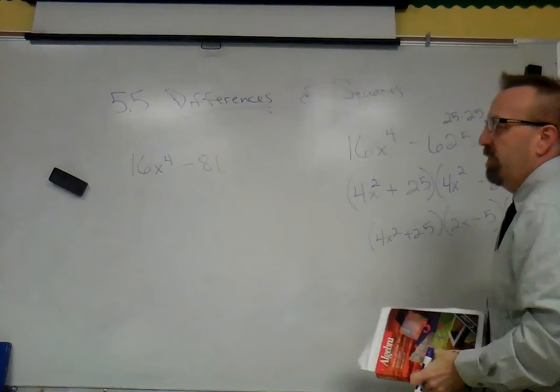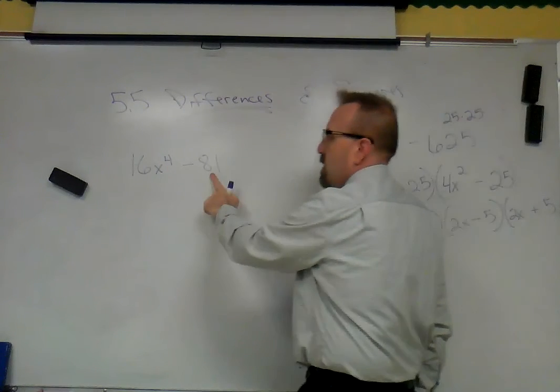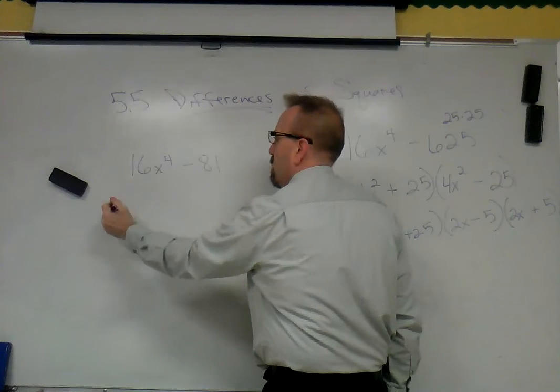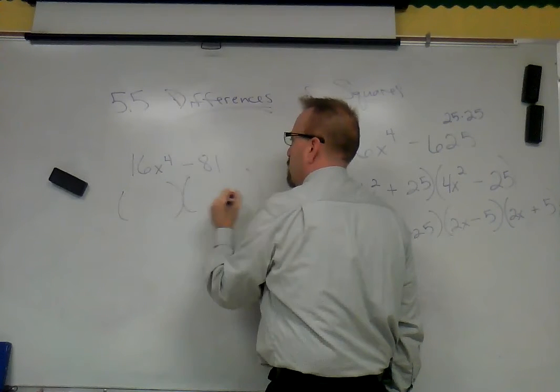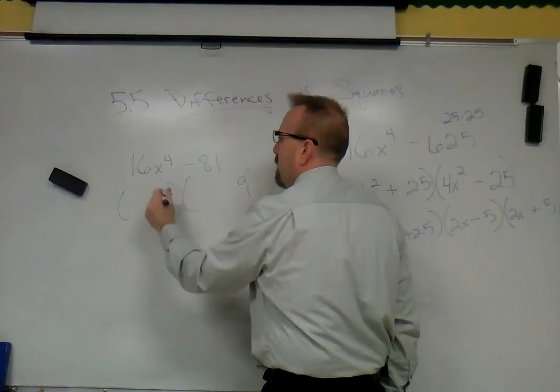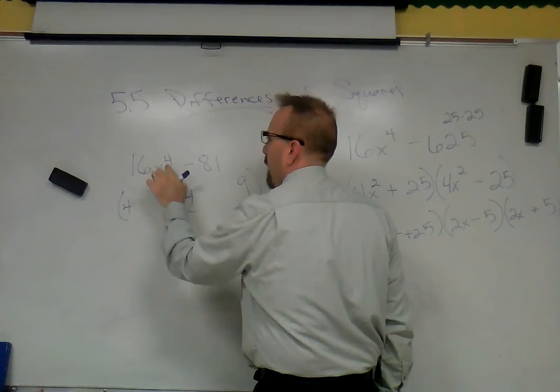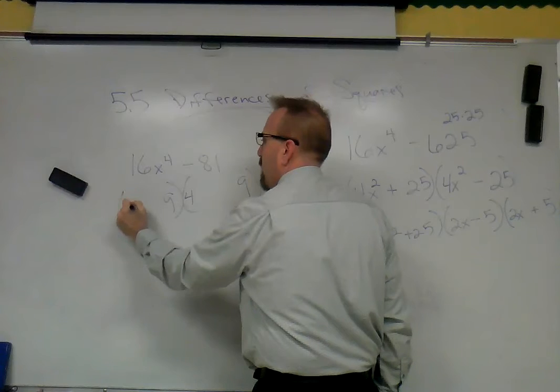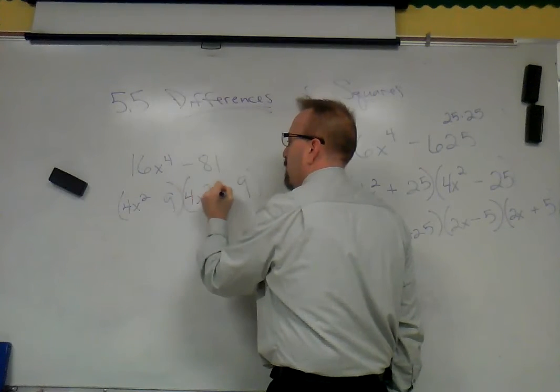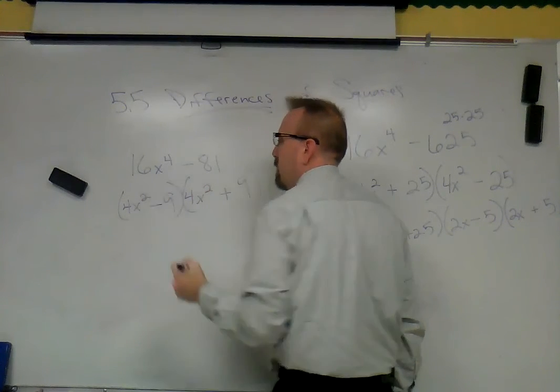Okay, so we have a difference. Is this a square? Is this a square? So square root of 81 is 9 and 9. Square root of 16 is 4. 4x to the 4th, we said we cut in half. X squared. One of them's plus, one of them's minus.